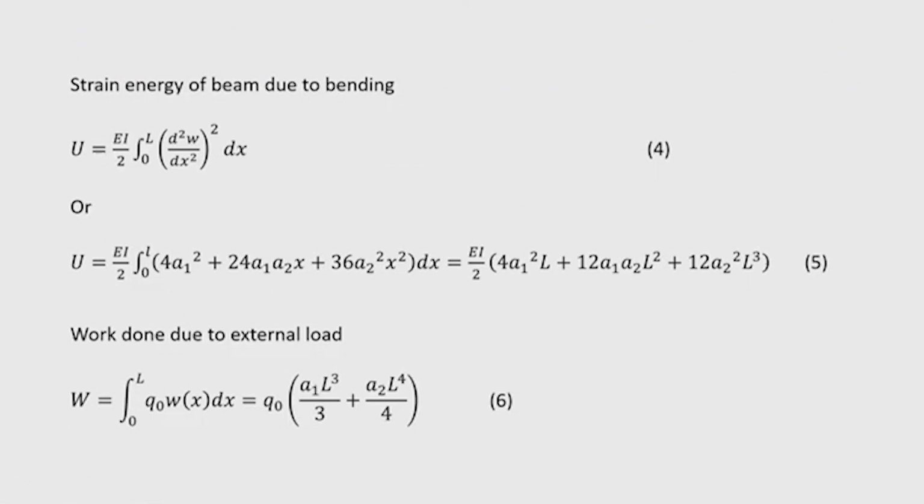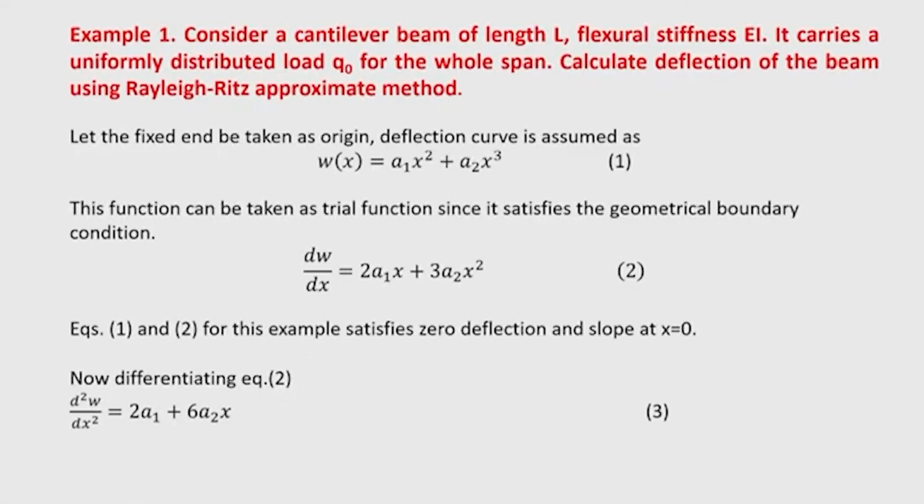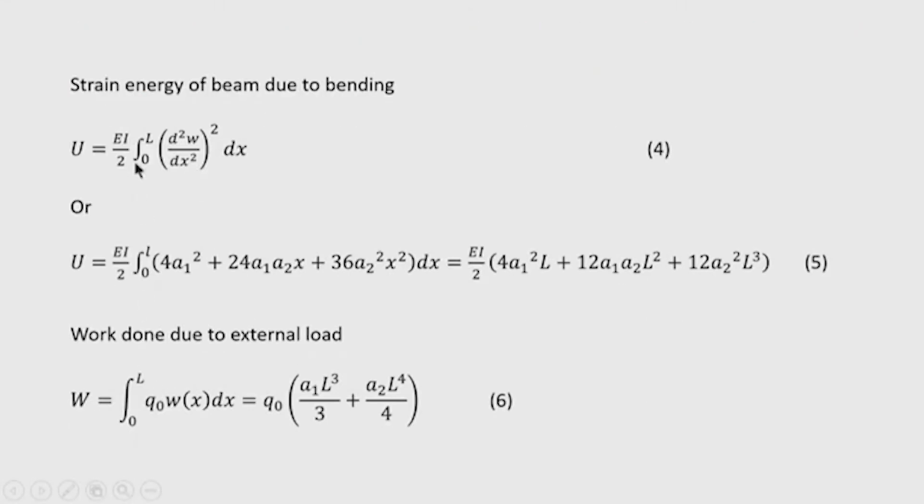So, the strain energy due to bending of the beam will be E I by 2, integral from 0 to L of (d square W by dx square) whole square dx. After substituting the value of d square W by dx square from the previous expression and performing the integration, we arrive at the expression for U as E I by 2 times 4 a 1 square L plus 12 a 1 a 2 L square plus 12 a 2 square L cube.